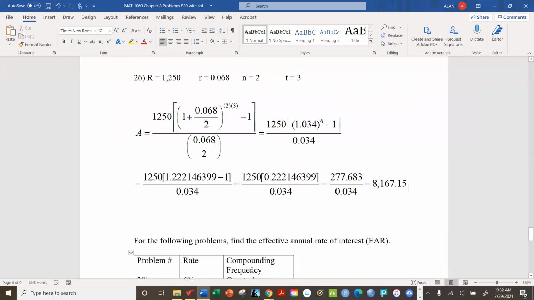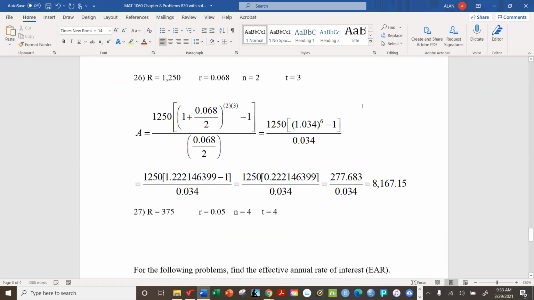Okay, 27. Yes, there's a 27. Let's see, what do we know this time? R is 375, capital R, that is, lowercase 5%. Then we have quarterly compounding and 4 years. Okay, so that's our next problem.